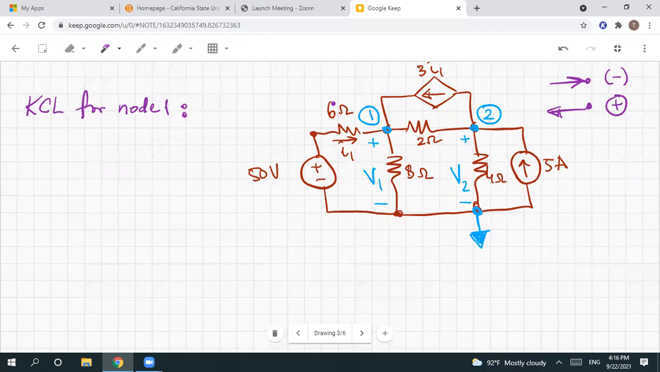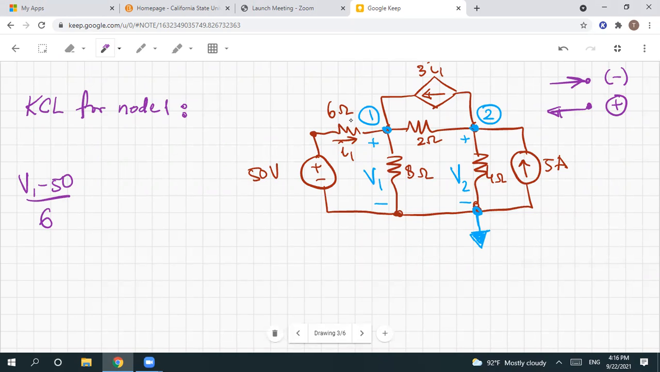So what will be this current? I see in the chat box, it's V1 minus 50 over 6. So V1 is the voltage, V1 minus 50, over 6. Thank you. So V1 minus 50 over 6. Is it clear for all students, please?